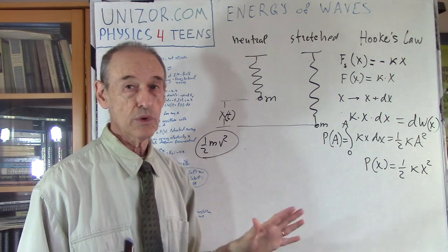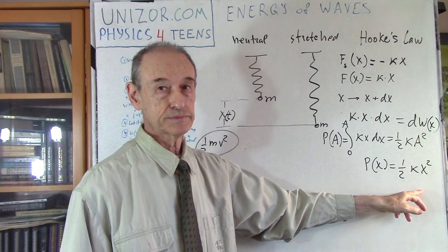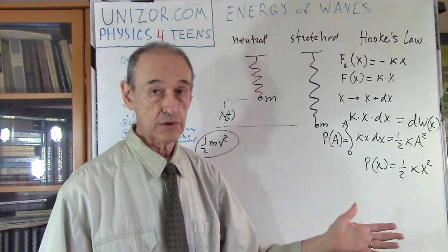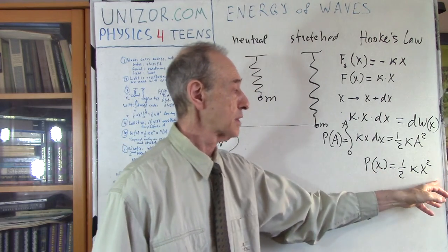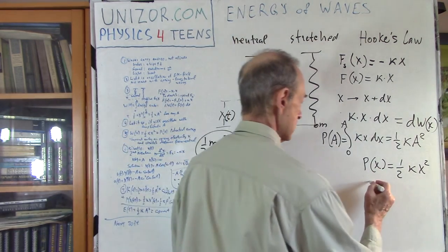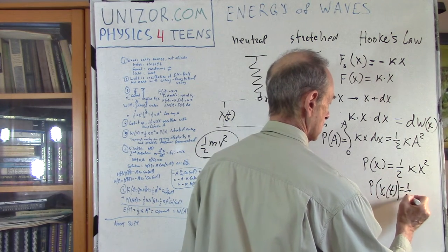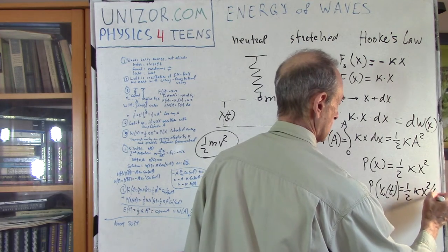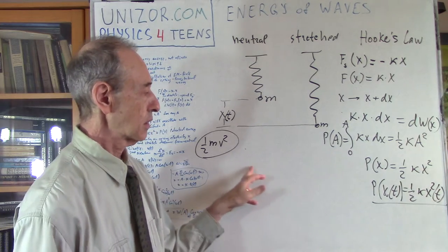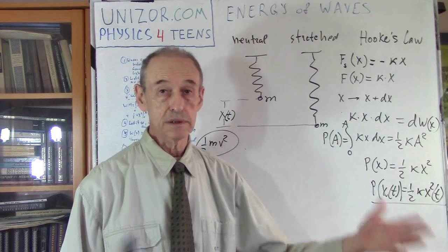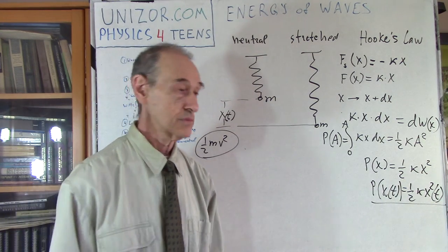So what I would like to know is the following. Since I know the potential energy at any point, and if x is a function of time, I can put P of x of t, so it will be x of t here too, right? That's the same thing. I will derive the formula of kinetic energy also dependent on time, and I will see if the conservation law is working. Okay, fine.